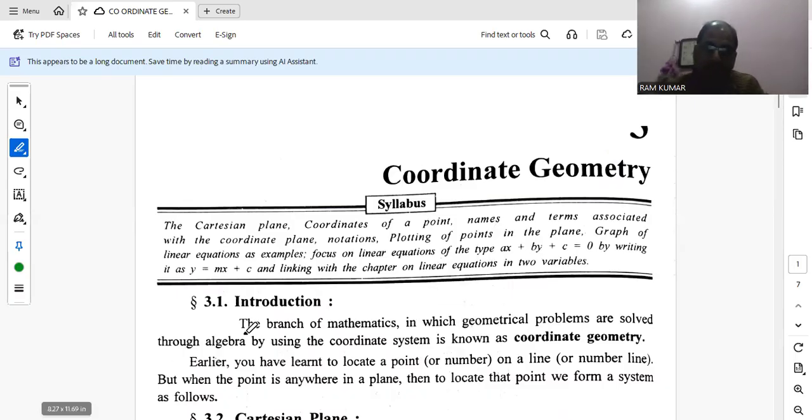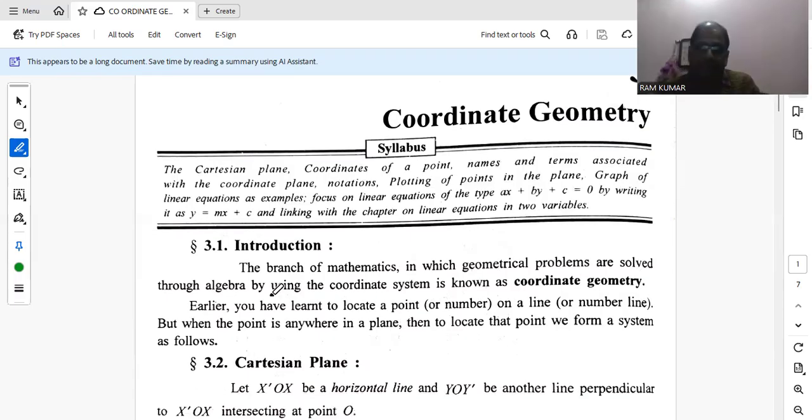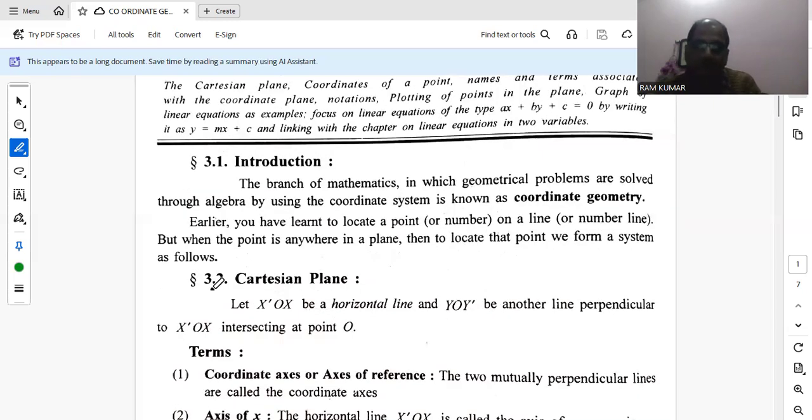Here it is very clearly mentioned: the branch of mathematics in which geometrical problems are solved through algebra by using the coordinate system is known as coordinate geometry. So in a simple way we can say coordinate geometry is also a branch of maths. In this branch, we learn about certain points. Among them, the first point is the Cartesian plane.